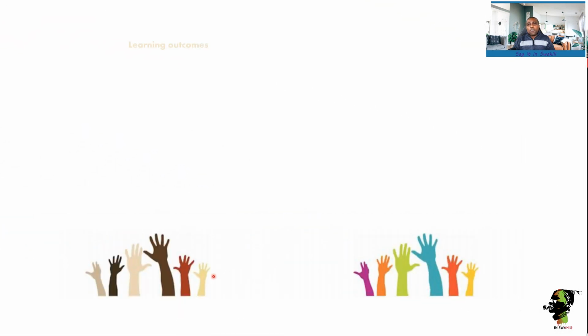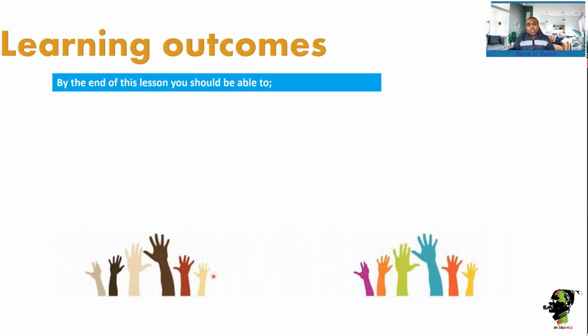So by the end of today's lesson, let's have a look at some of the learning outcomes that we should have. Number 1, learn Swahili basic verbs. We're going to start looking at some common verbs, and after that, we should be able to learn the rules of working with verbs.